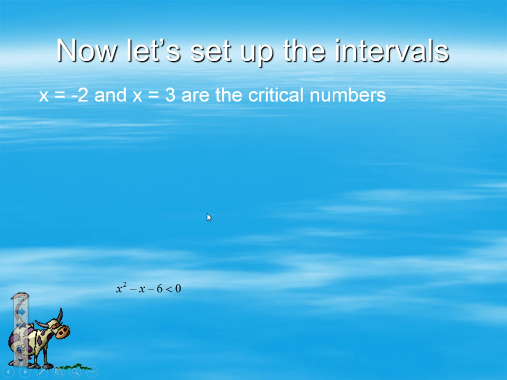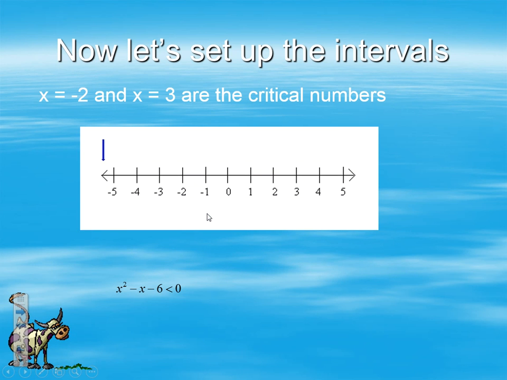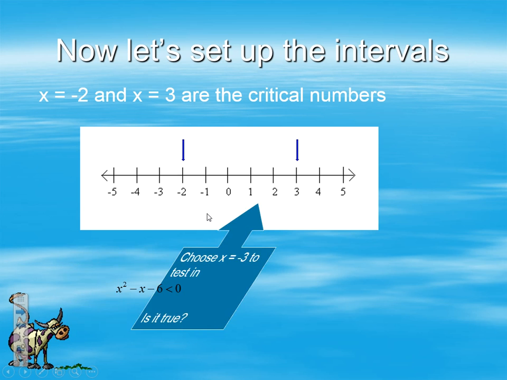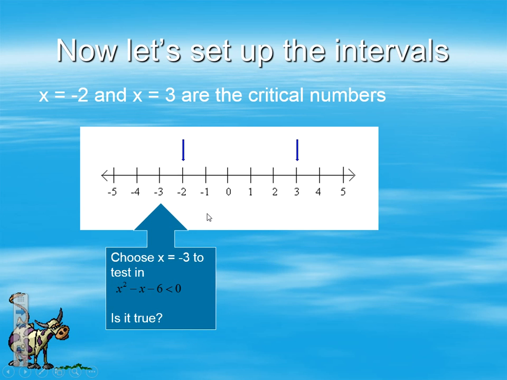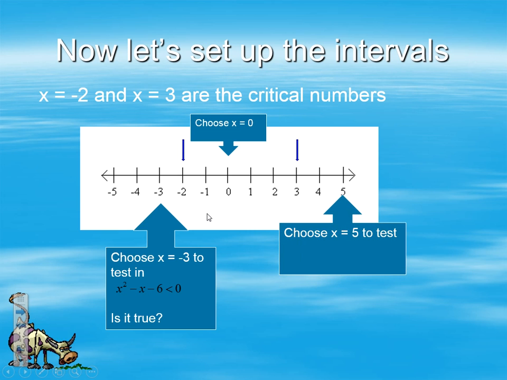Now we will set up a real number line and we will take note of where our critical numbers are. And now we have also set up intervals. We have an interval before -2 and we're going to test -3. We have an interval between -2 and 3 and we're going to test out 0. And then we have an interval to the right of 3 and we're going to test out 5. So what we're going to do is plug those values in or substitute those values into our quadratic inequality to see which regions will be true.